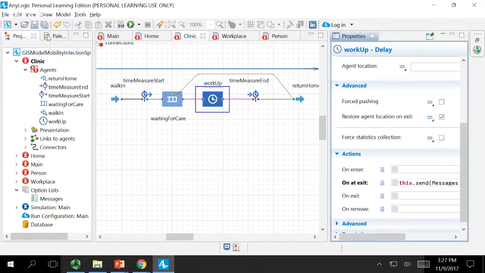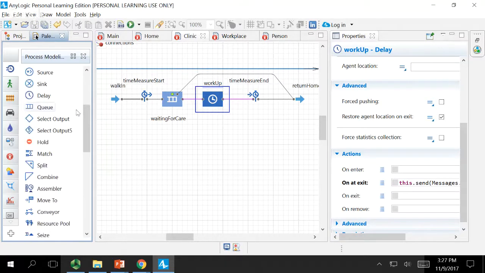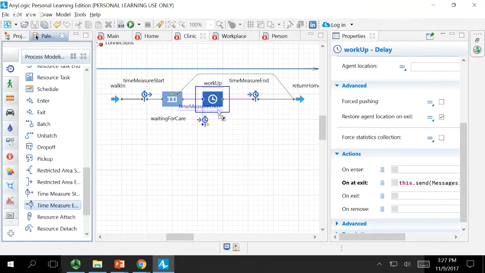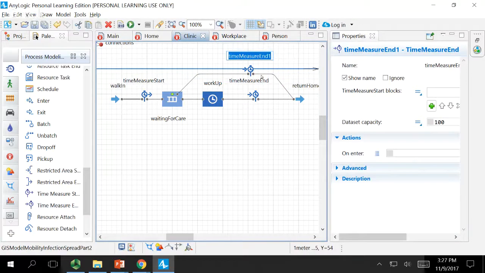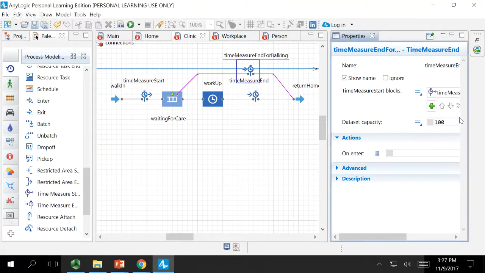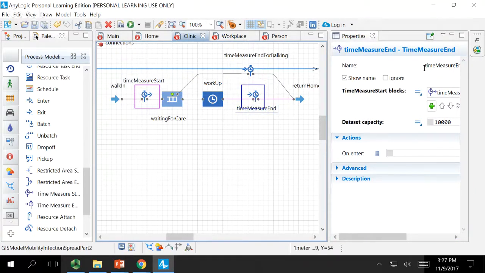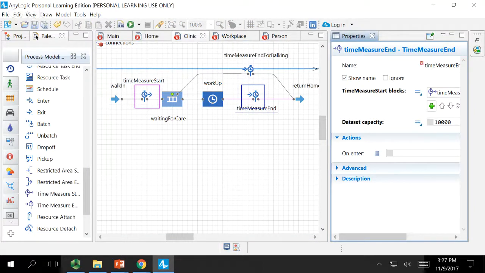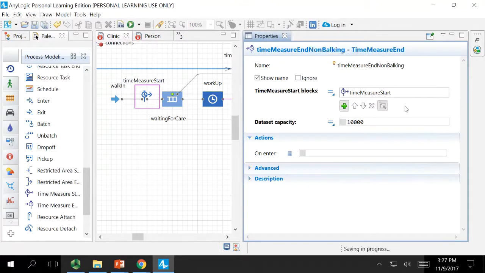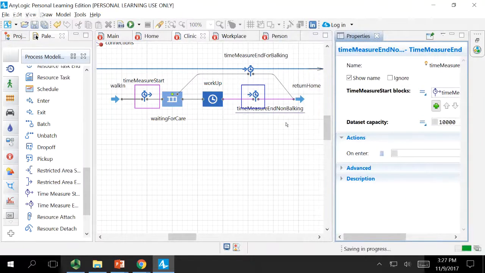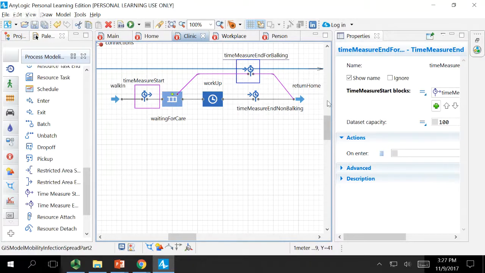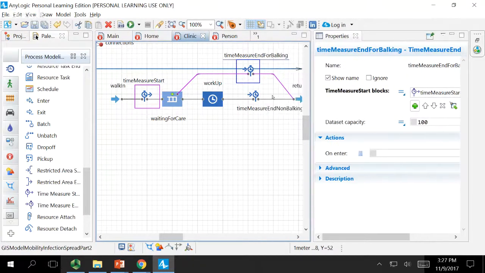Okay. Finally, we need to go put in up here a time measure end. This is going to be time measure end for balking, and it's based on time measure start. So we're going to put this one down here, and I'll actually name this one differently: non-balking. Time measure end non-balking. So now we have this time measure end, and it's measuring something from the starting for those who leave. Otherwise, time measure end non-balking is for others who are in fact cured.